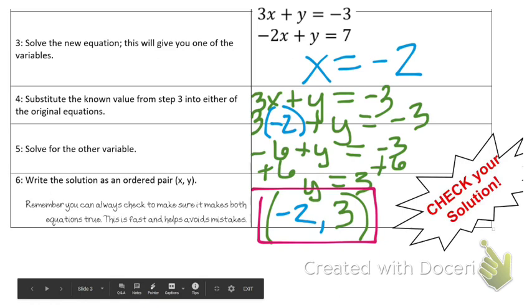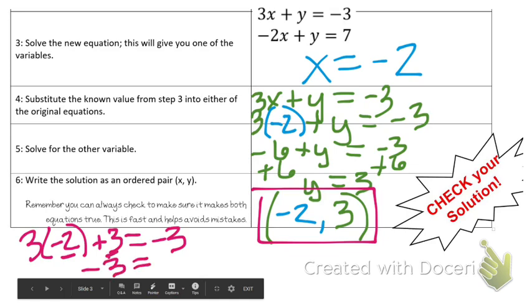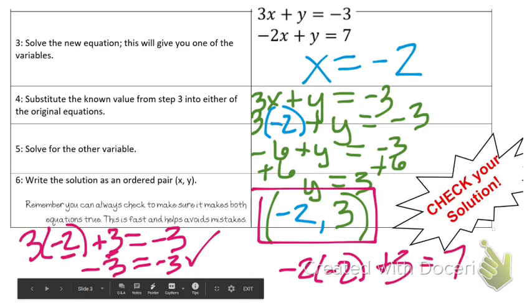Now it's really quick to check, and you could do this on a calculator, but I would just want to make sure that this satisfies both equations. And so I would take both equations and replace x and y with -2 and 3. So 3 times -2 plus 3, does that equal -3? So I replaced x and y. That's -6 plus 3, which is -3. So it works for the first equation. And then I could check the second one. -2 times -2 plus 3, does that equal 7? Well, that's 4 plus 3, that is 7. So it satisfies both equations. And so this is a solution to both, and therefore it's a solution to the system.